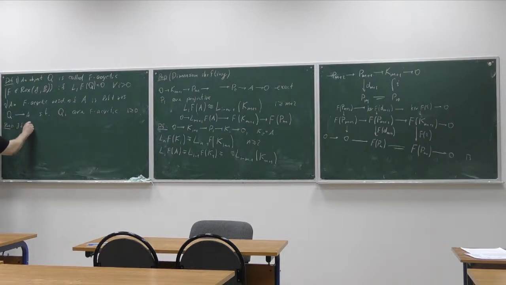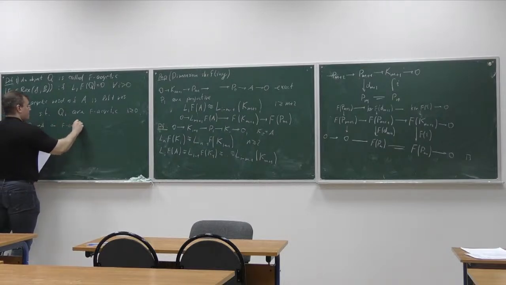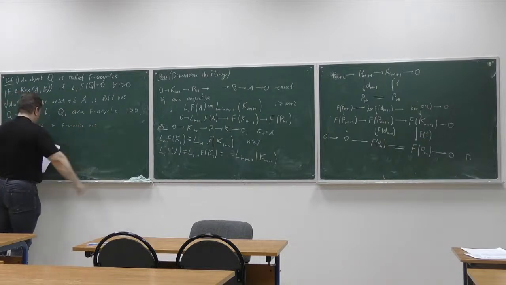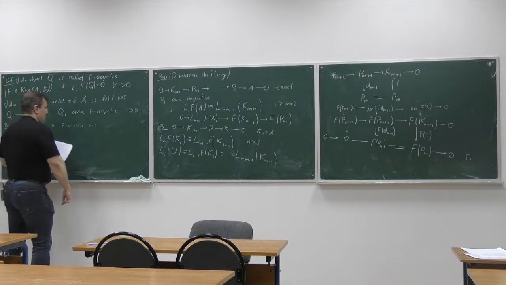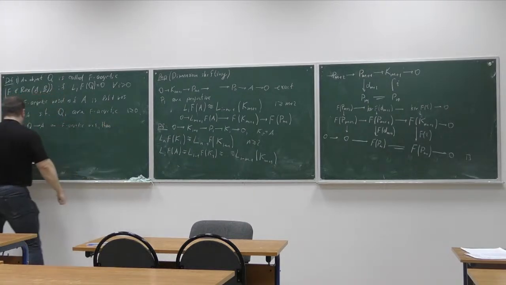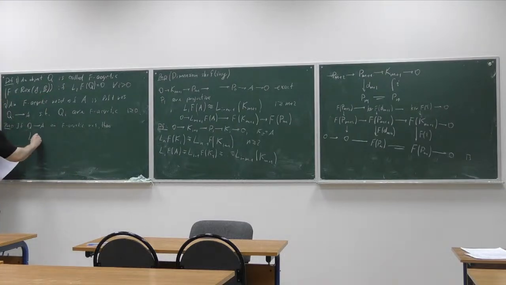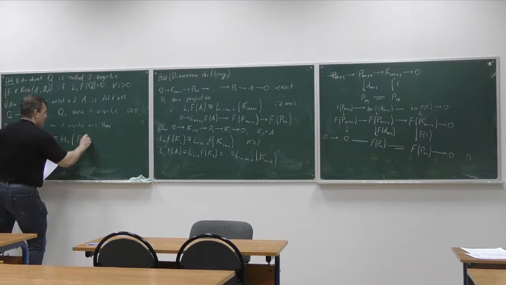If we have Q, an F-acyclic resolution, then we can use this resolution to compute derived functors. So the left derived functor on object A is the same thing as the homology of the complex that I obtain by applying functor F to the resolution.